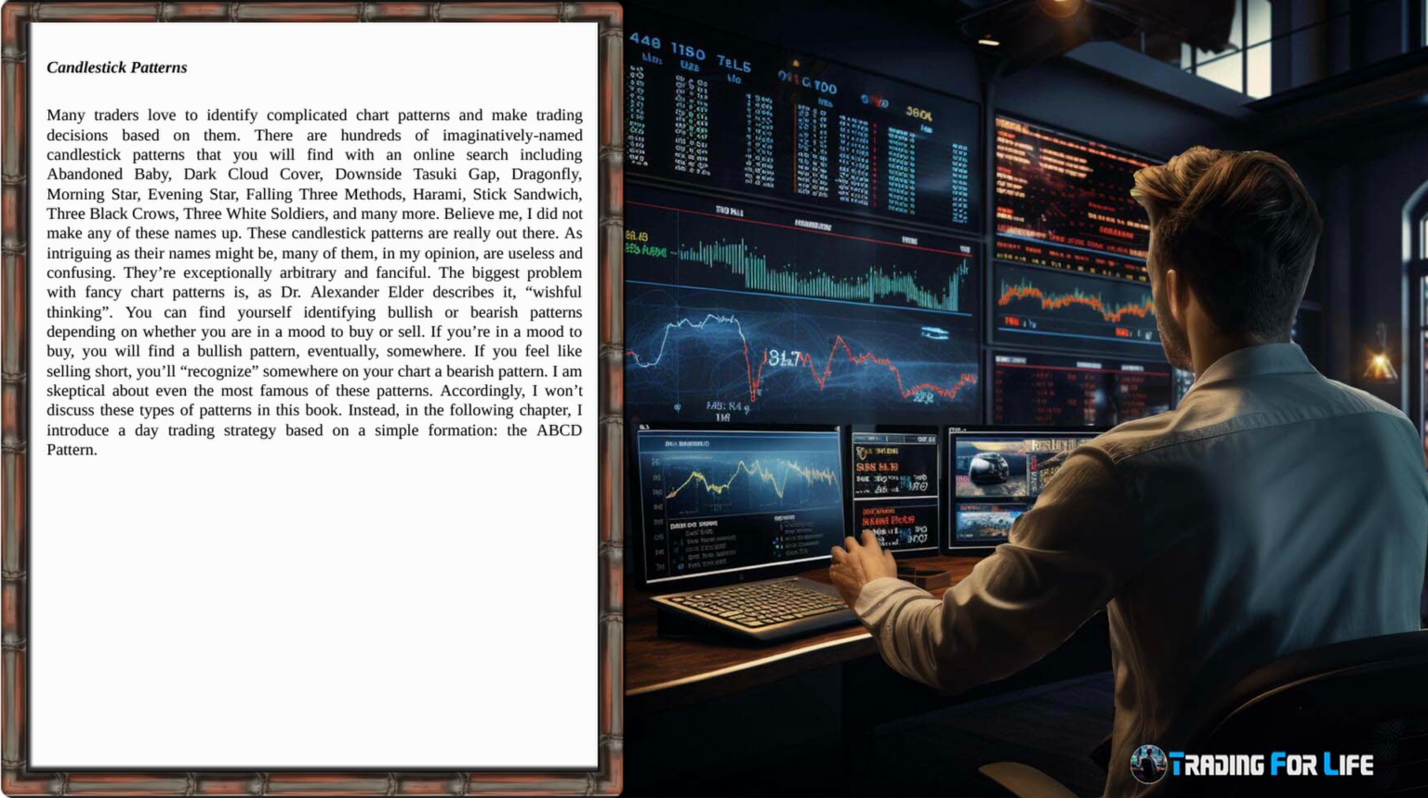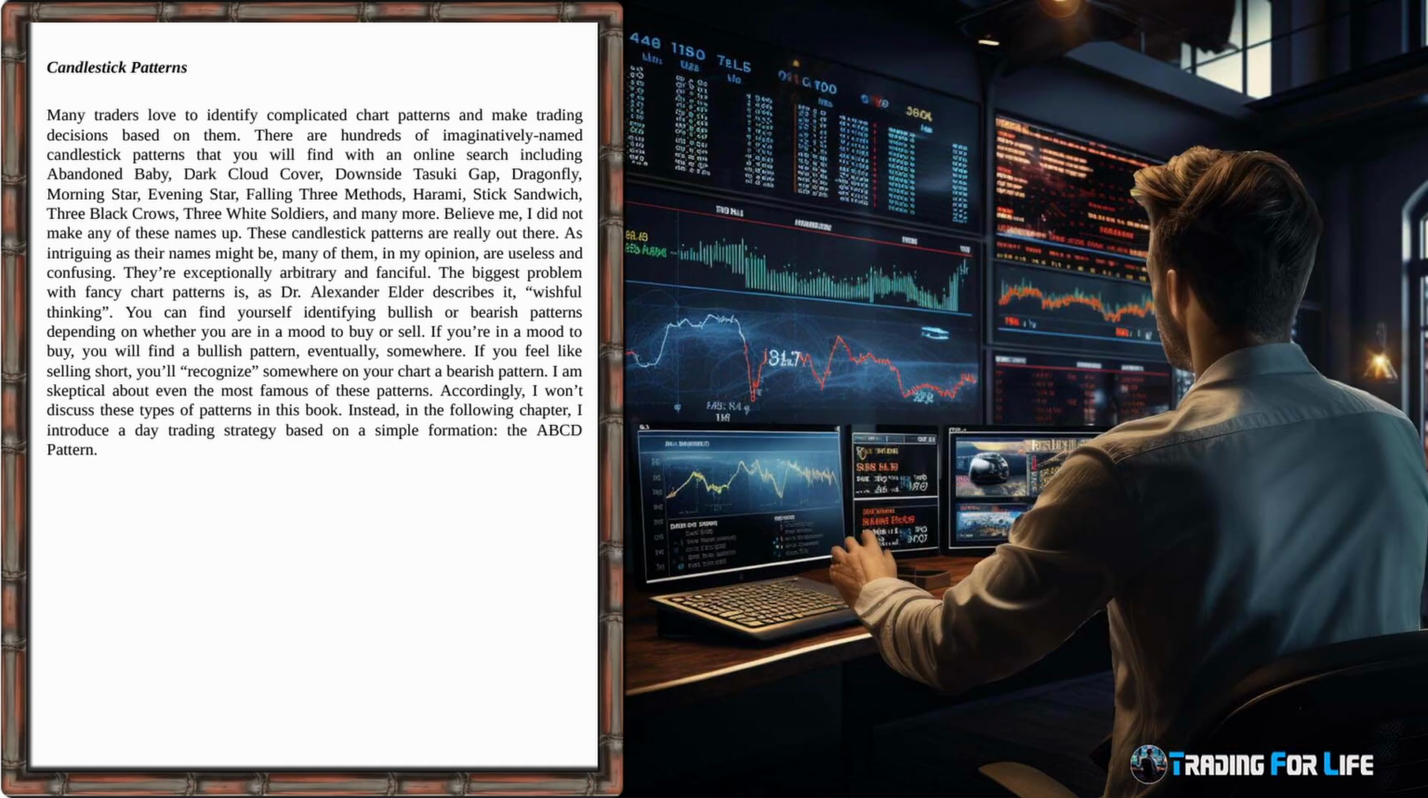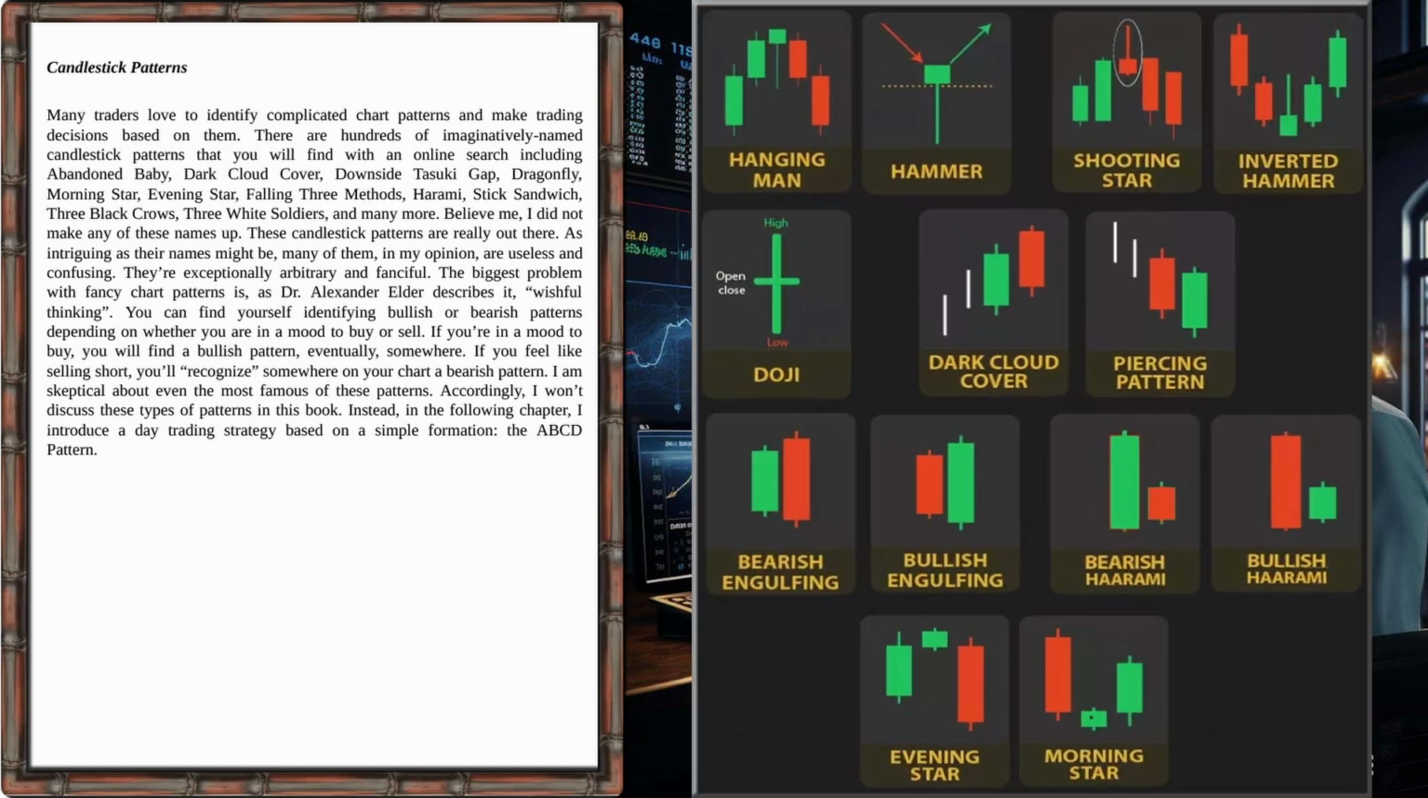Candlestick patterns. Many traders love to identify complicated chart patterns and make trading decisions based on them. There are hundreds of imaginatively named candlestick patterns that you will find with an online search, including abandoned baby, dark cloud cover, downside Tsuki gap, dragonfly, morning star, evening star, falling three methods, harami, stick sandwich, three black crows, three white soldiers, and many more. Believe me, I did not make any of these names up. These candlestick patterns are really out there.